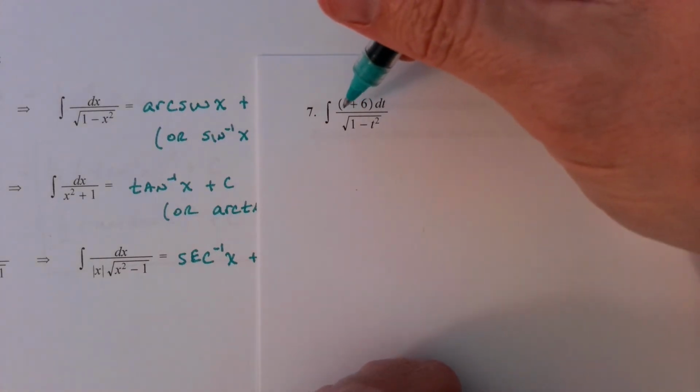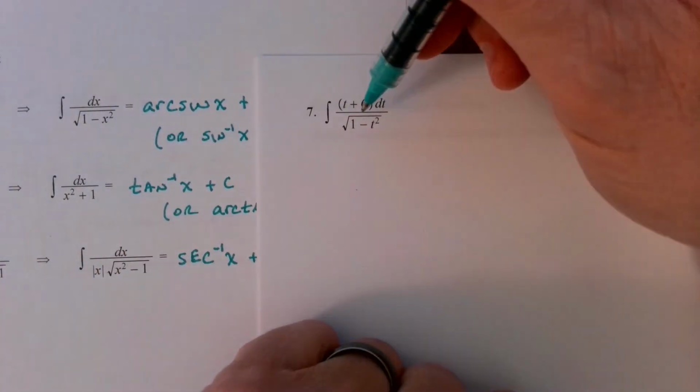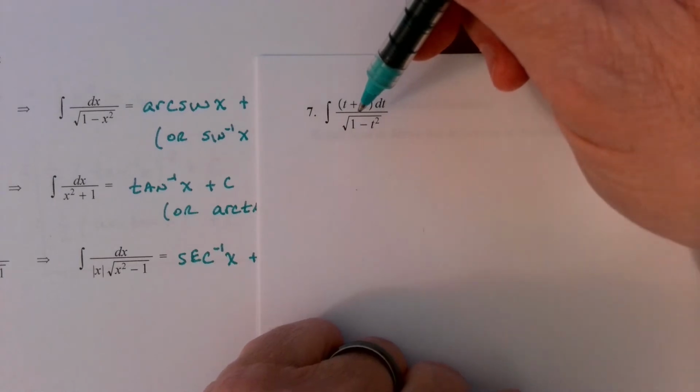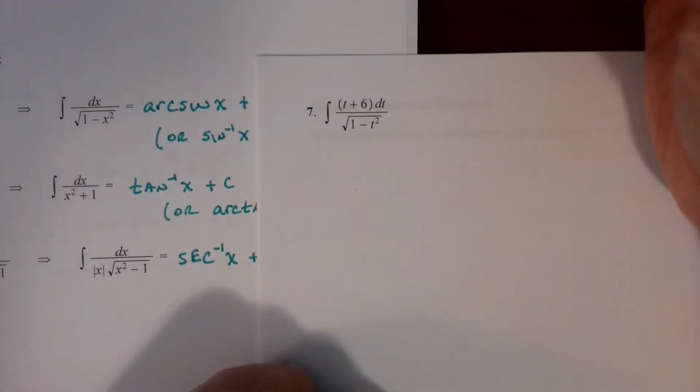So, man, if it was just a 6 up there by itself, I'm good. Arcsine, right? If it's just the t, it's a simple substitution. I've got a u to the negative 1/2 basically to integrate. But it's t plus 6. So, what can we do?